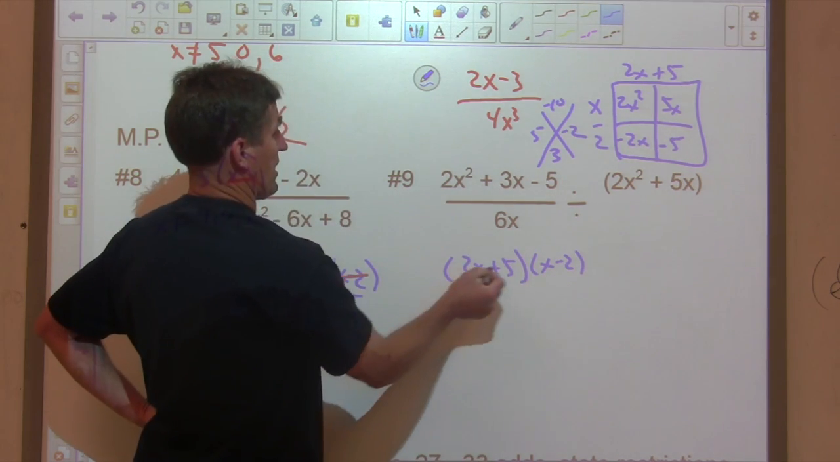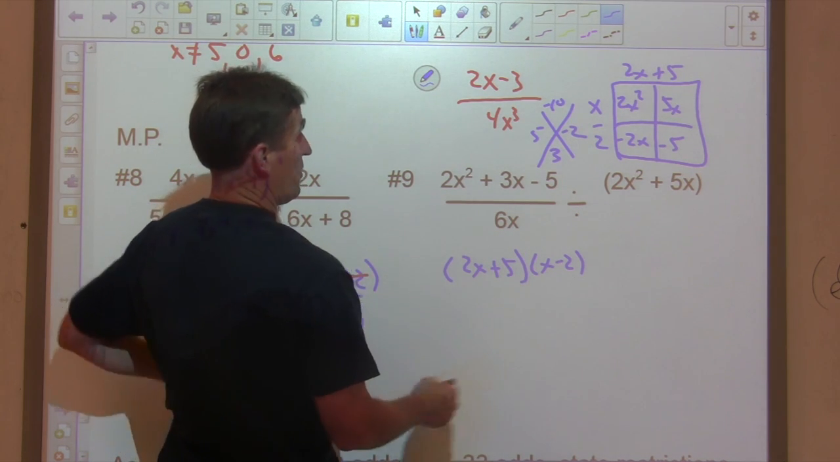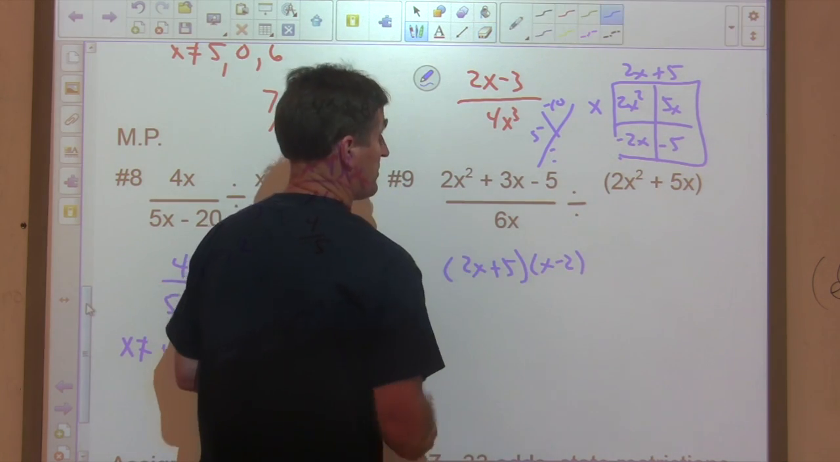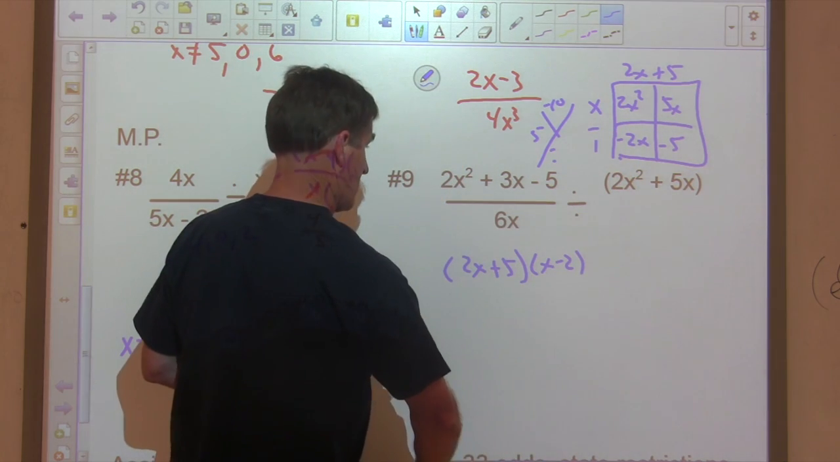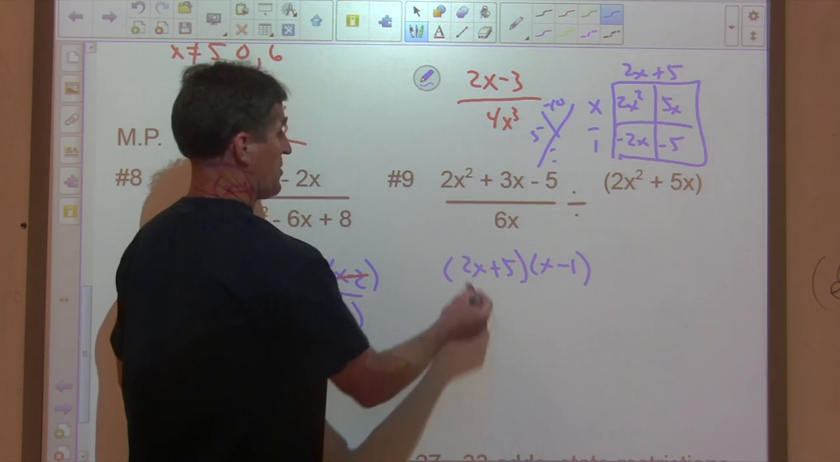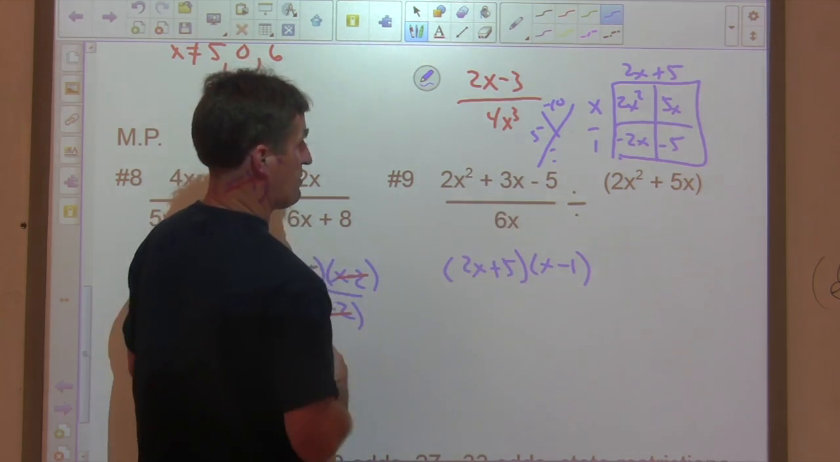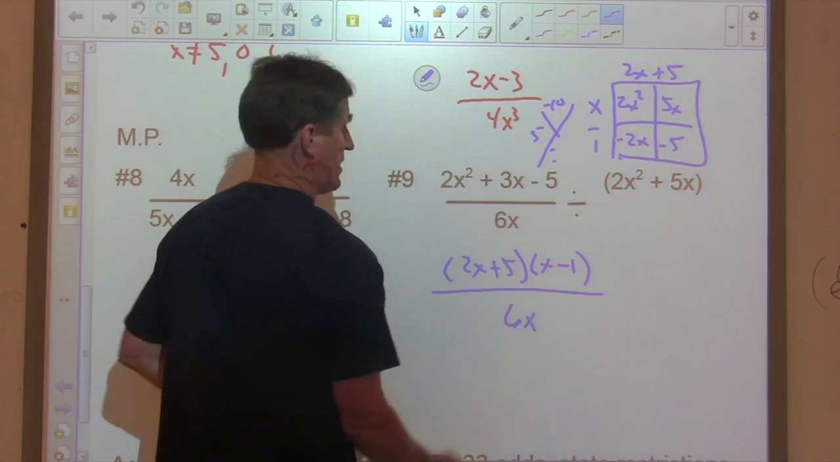Again, take the time to check it. 2x squared, yes. Oh, this should have been, see, it's a good reason to check. That should have been a minus 1. Nothing goes into those. That's why we want to check it. So 2x squared, yes. Negative 2 and positive 5 gives me a positive 3 and then negative 5. So I know I've got it right.